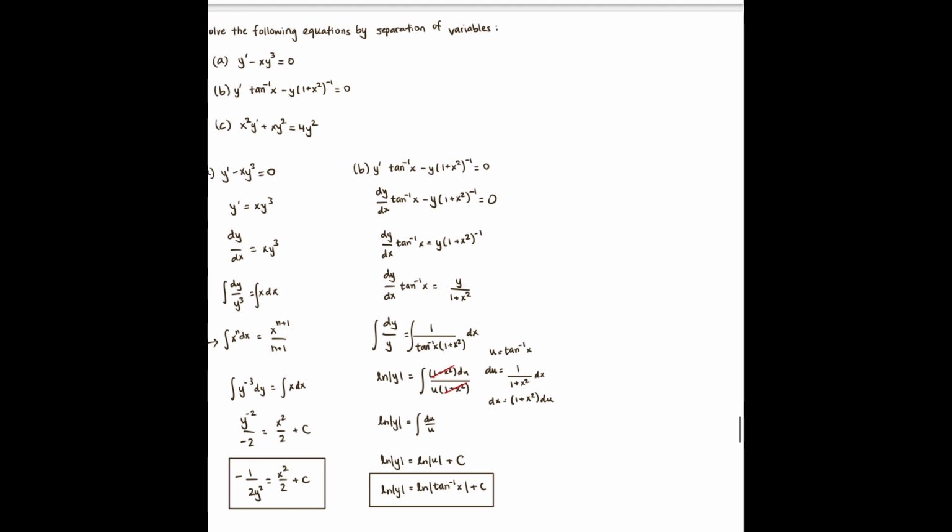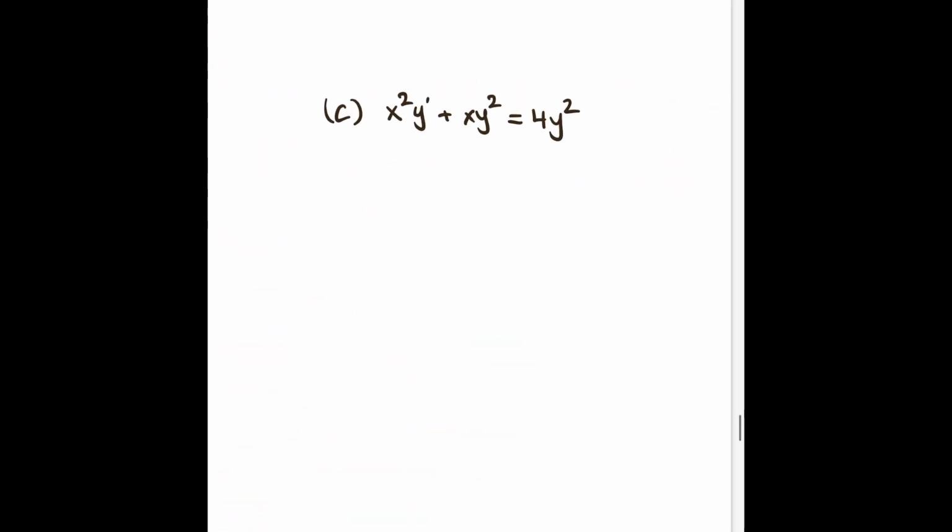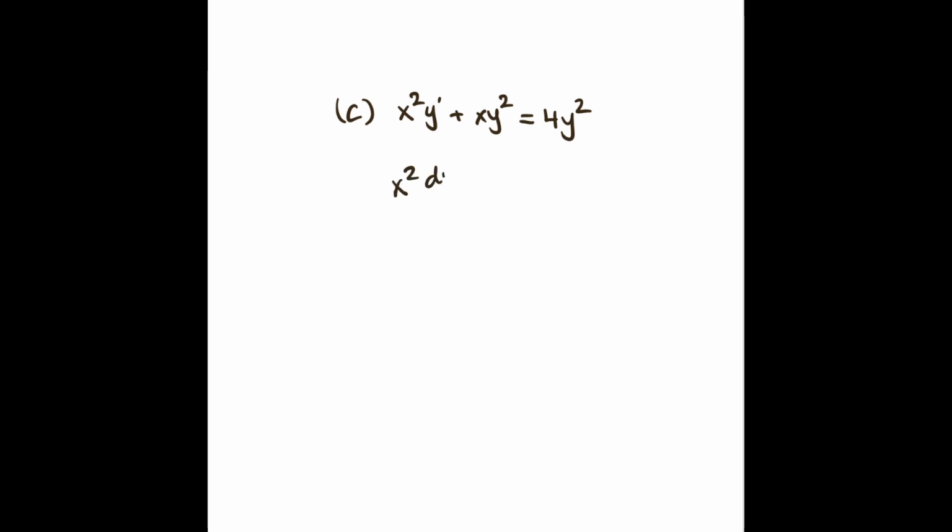And finally, we'll do part C. Writing y prime as dy/dx. Then I'm going to subtract this term on both sides. So 4y squared minus x y squared. Let's divide both sides by x squared. Sometimes it's better to group all of the terms on one side of the equation and then simplify, because then you can see how the equation becomes separable.